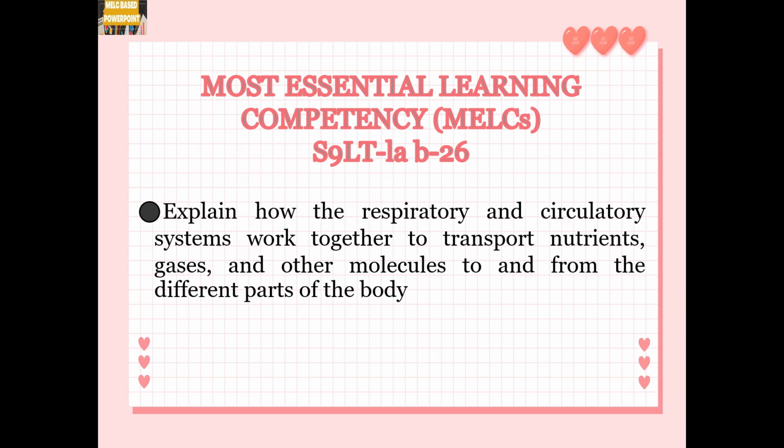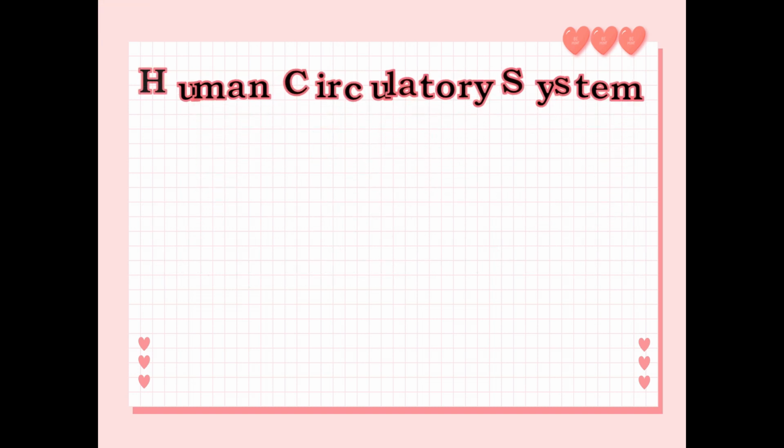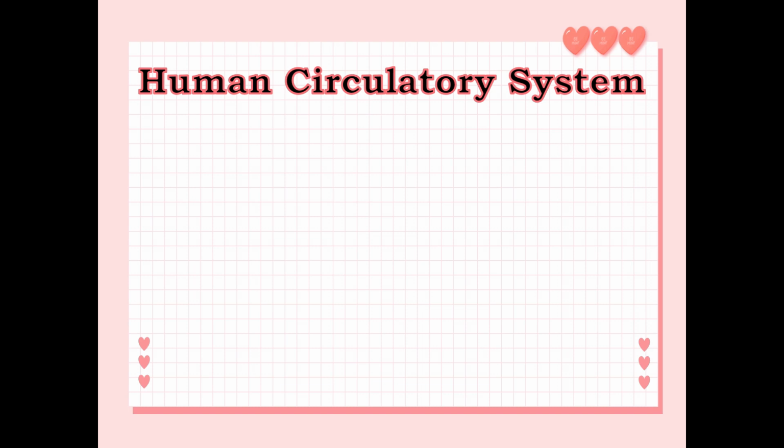The lesson we will discuss is based on Most Essential Learning Competency or MELCs. The code is S9LT-1AB-26. The student should explain how the respiratory and circulatory systems work together to transport nutrients, gases, and other molecules to and from the different parts of the body. Of circulatory system and how it works in our body.